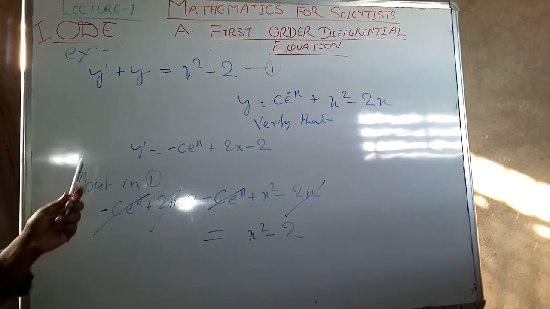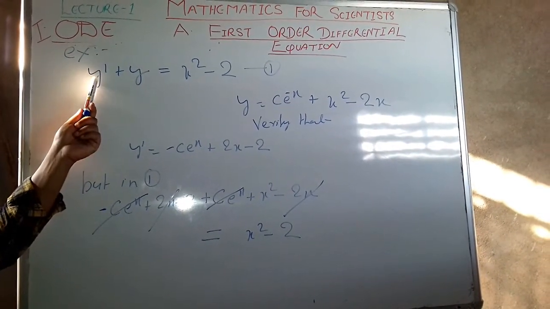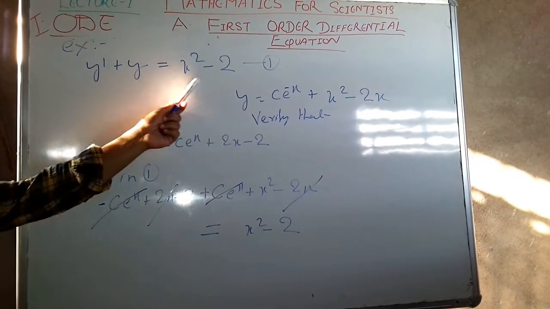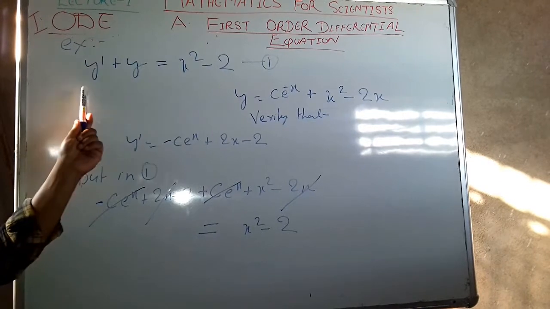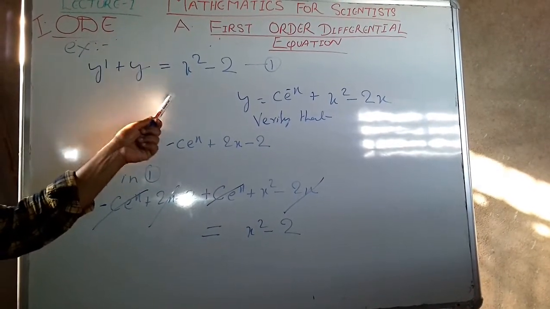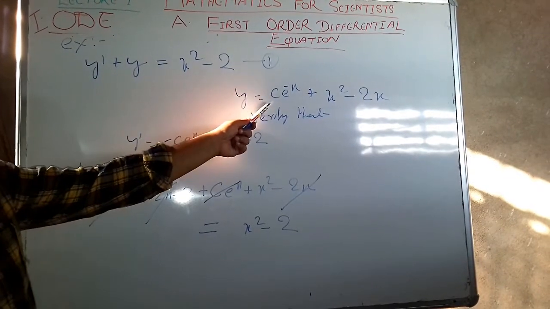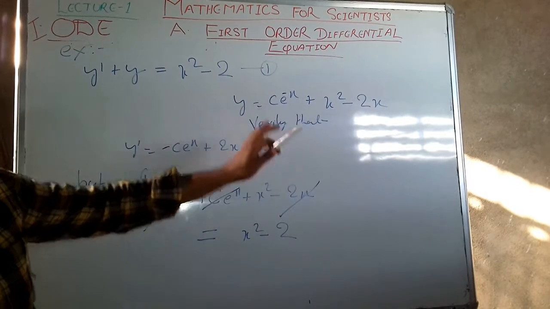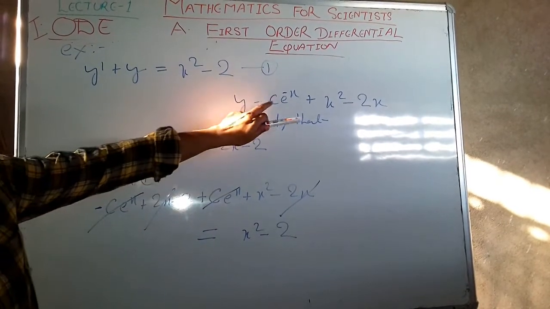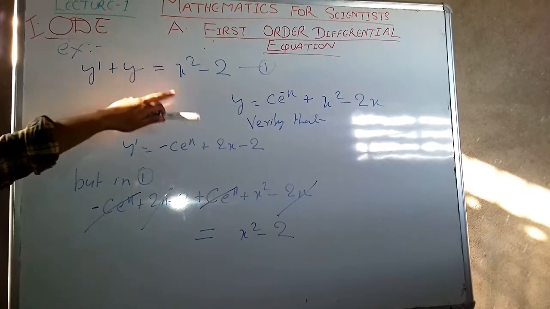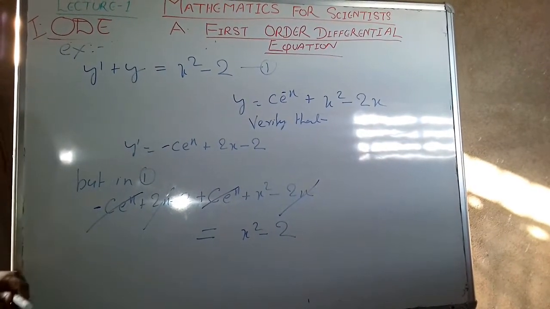Now take an example, y dash, or derivative of y with respect to x, plus y equal to x square minus 2. This is an ODE, ordinary differential equation, and it has the solution y equal to c e to the power minus x plus x square minus 2x. So we have to verify whether this is the solution for this differential equation.